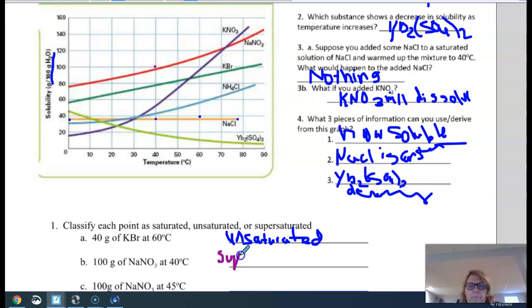So this would be an example of something like rock candy or fudge. So if you let it cool, it would start to form crystals. Okay. And then 100 grams of the same substance. So again, at 45. So I'm just going to go over 5 degrees. So halfway through, and I'm going to move up to 100 grams, and I'm right on the line. So that is what we call a saturated solution.